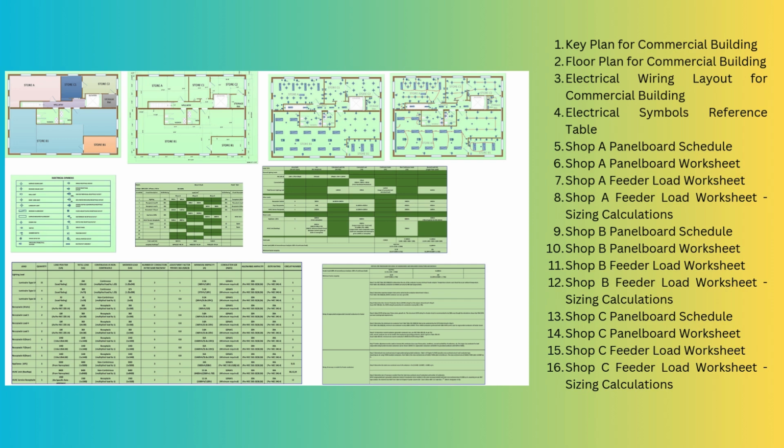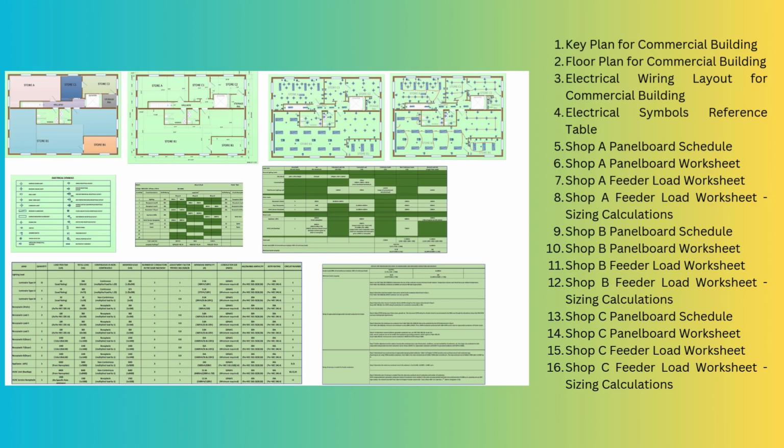A comprehensive set of drawings and worksheets are used for design and construction of the electrical systems for commercial buildings. It covers everything from layout plans and wiring diagrams to detailed panelboard schedules, load calculations, and conductor sizing procedures. Each drawing provides essential insights for ensuring safe, efficient, and NEC-compliant electrical installations across different areas of the building. Here is the list of all the drawings used.